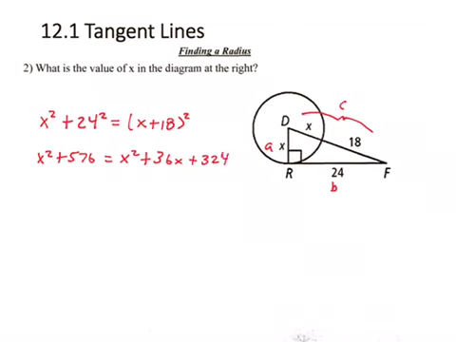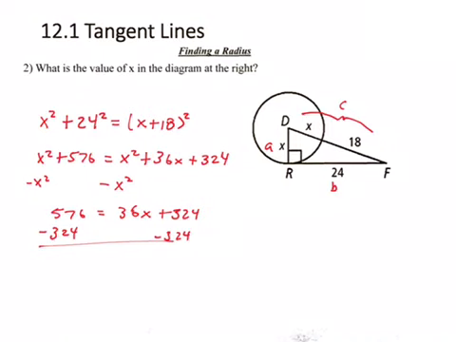So once again, we're going to try to get all the variables on one side, everything else on the other. So I'll subtract x squared from both sides. That gives me 576 equals 36x plus 324. I'll go ahead and subtract 324 from both sides. This gives me 252 equals 36x. Last step would be to divide by 36. And I'm going to get x equals 7 in this case. So the radius of this circle is 7.